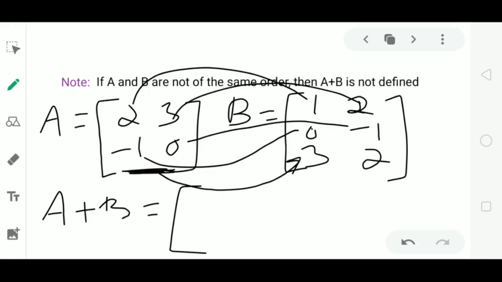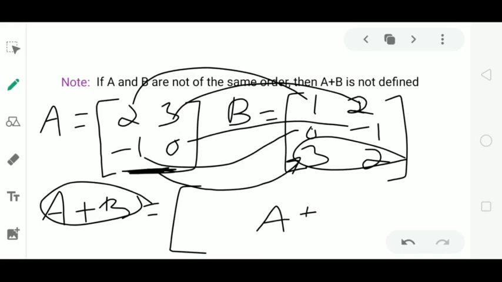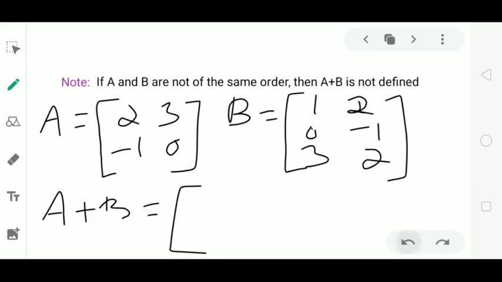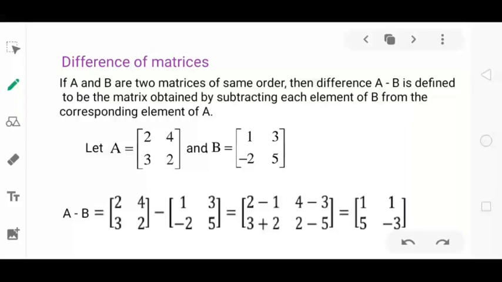As we cannot find the elements to add to the elements of matrix B, we cannot find the sum of these two matrices, that is, the sum A plus B of such matrices is not defined. Remember, we can add two matrices only when both the matrices are of same order. So here there is a note: if A and B are not of same order, then A plus B is not defined. Next, difference of matrices.